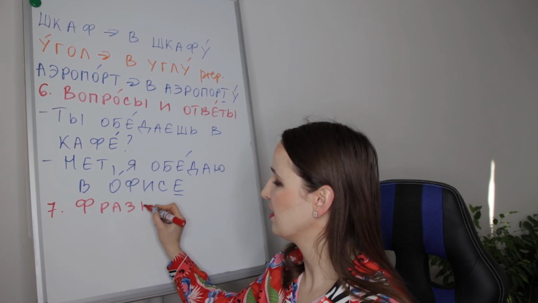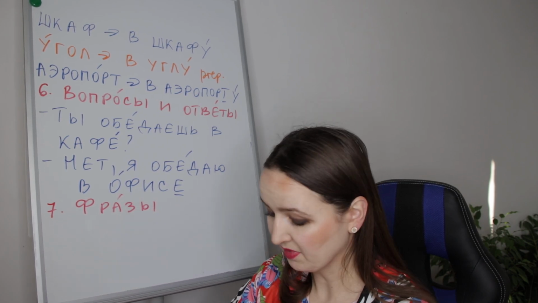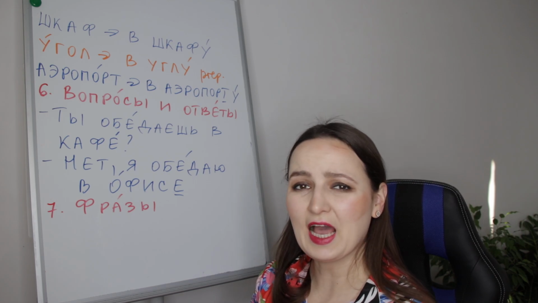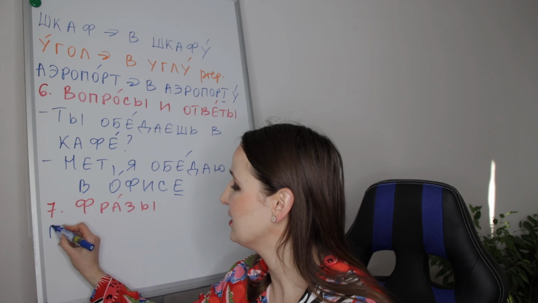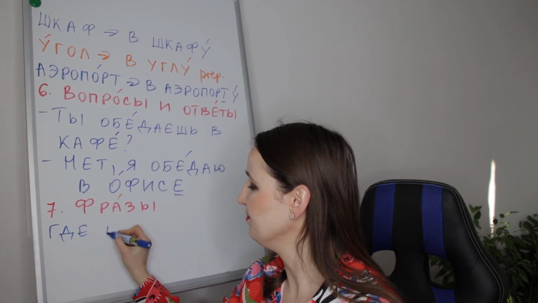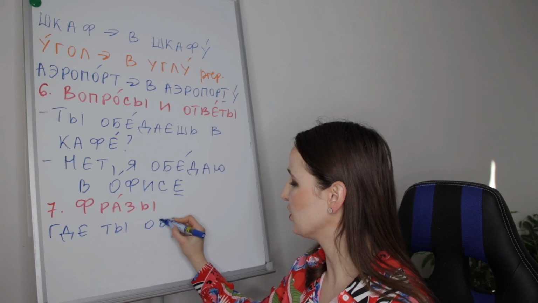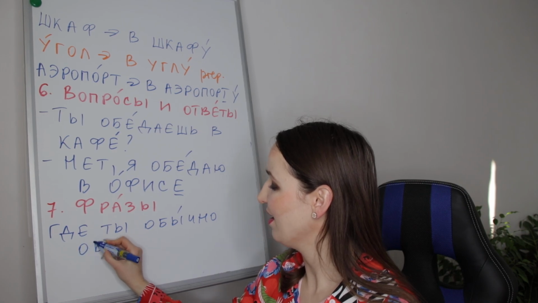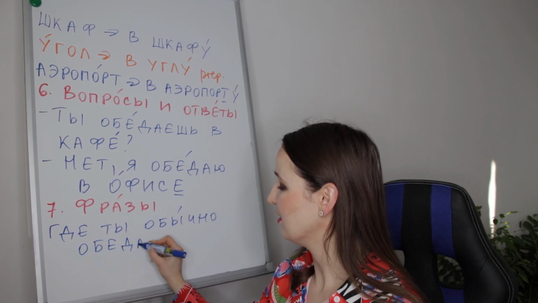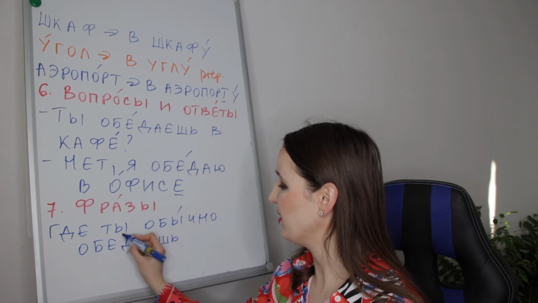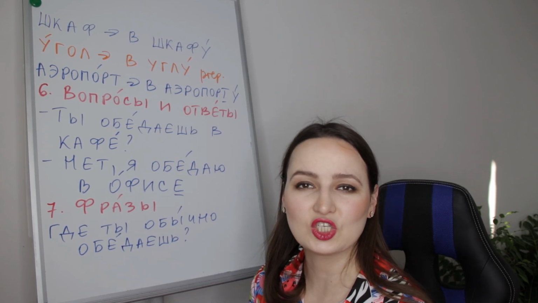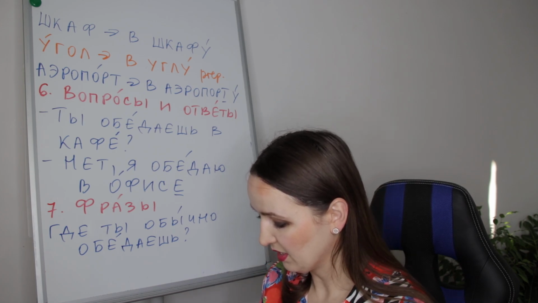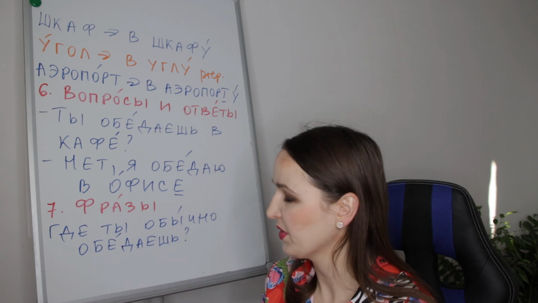Фразы. Like, for example, where do you usually have lunch? Где ты обычно обедаешь? Where do you usually have lunch? Где ты обычно обедаешь?